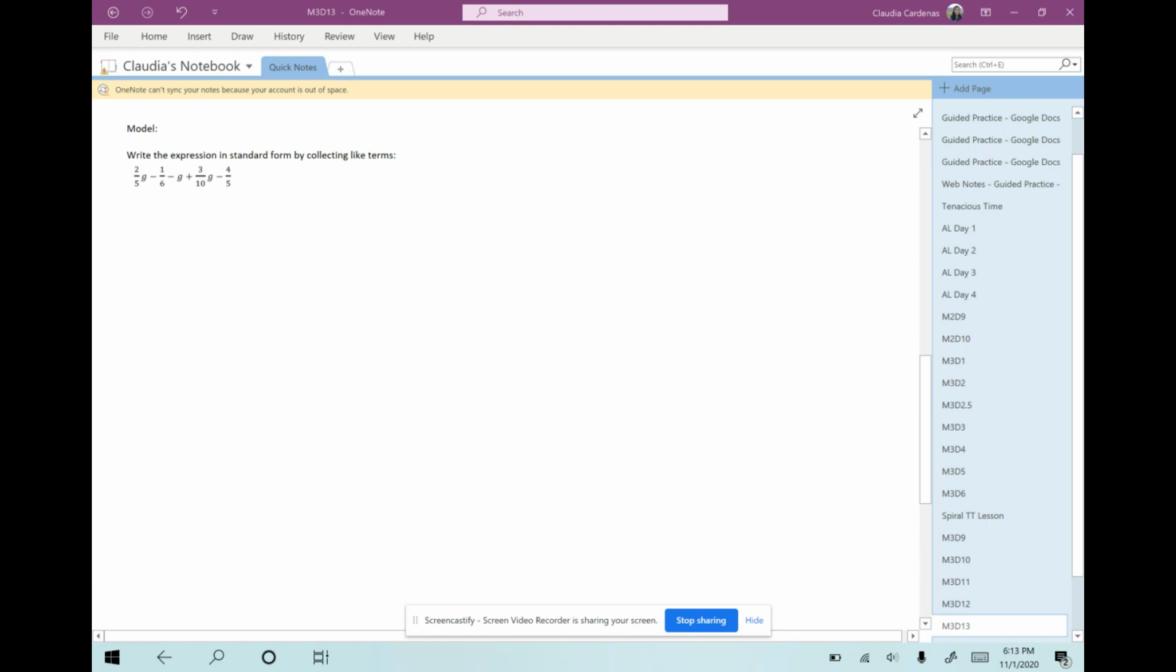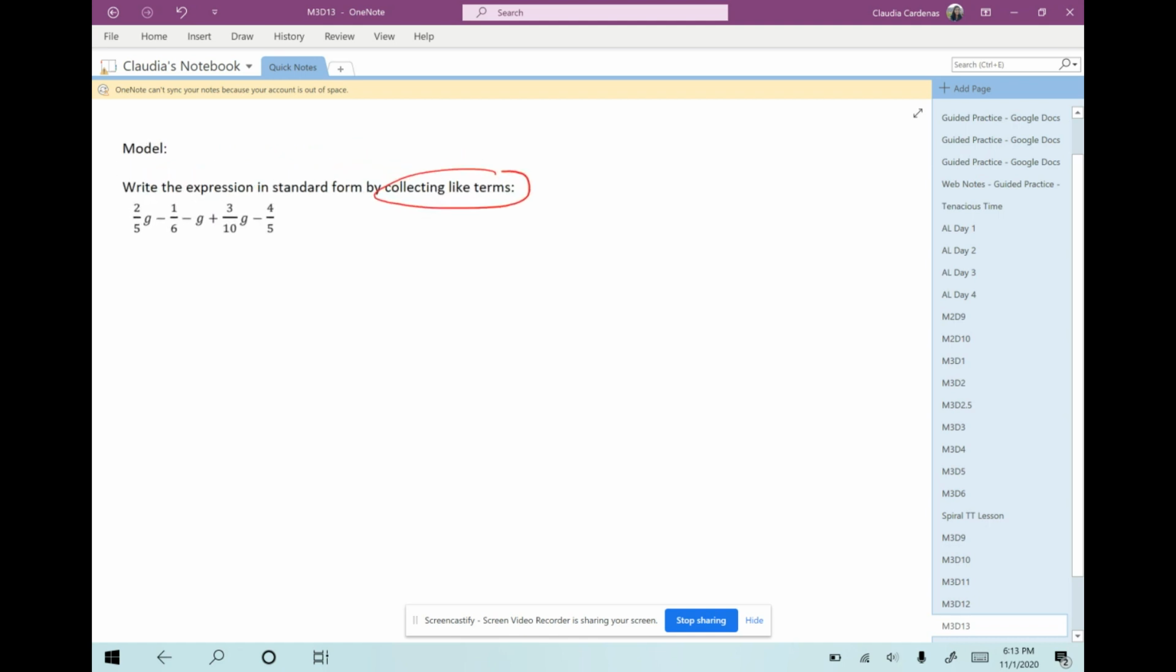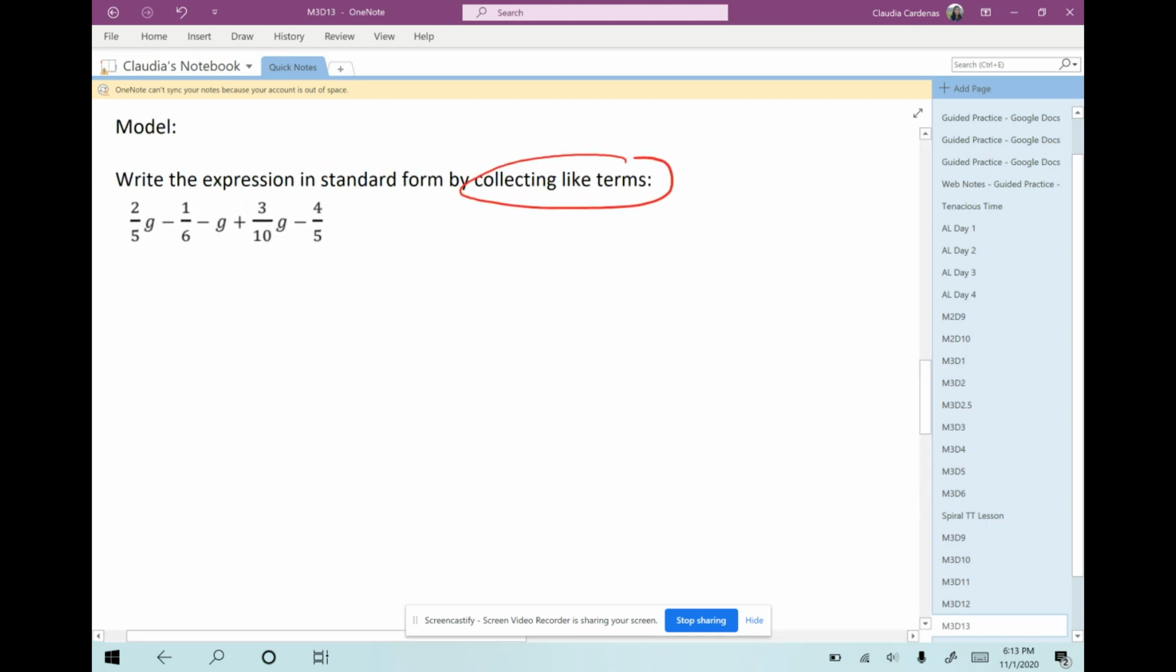Write the expression in standard form by collecting like terms. Okay, so I see 2/5 g minus 1/6 minus g plus 3/10 g minus 4/5. So I'm just going to zoom in here because we're about to circle and box like terms. So I see that this variable g is present here with the 2/5, is present here with the minus g, and the plus 3/10 g.